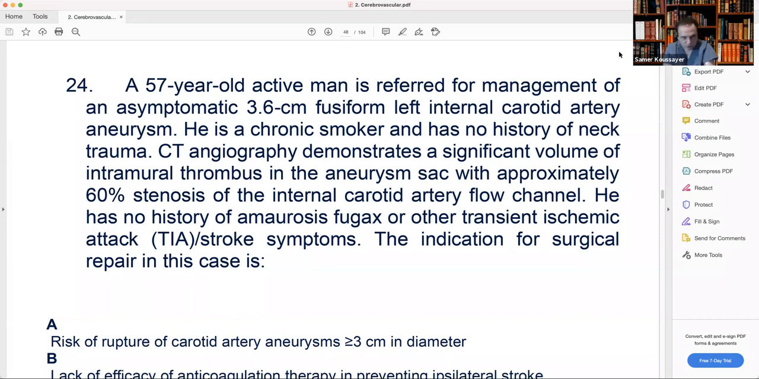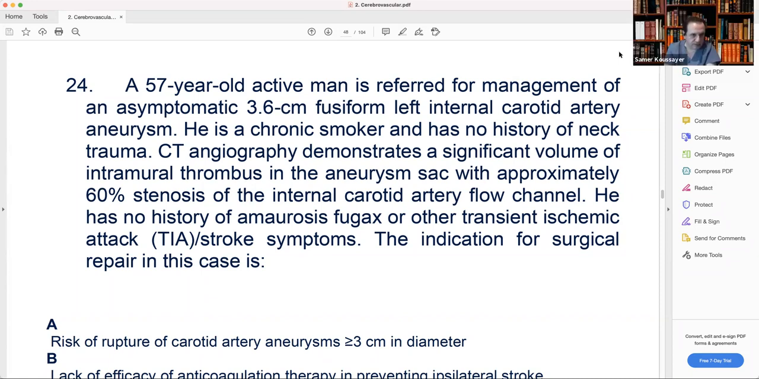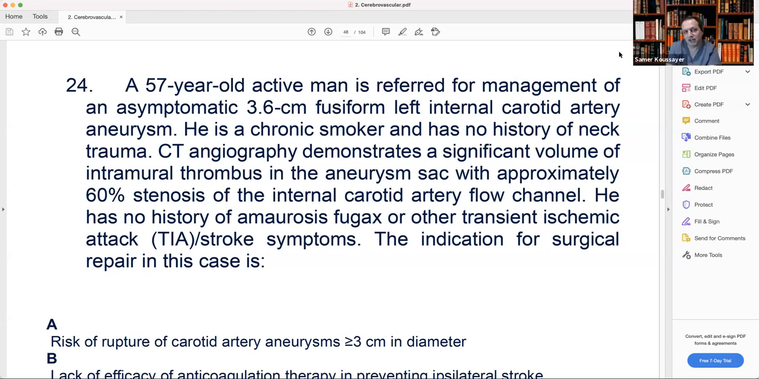So what size do we recommend to treat them? Is there a special size? I cannot recall the exact number, but maybe 3.5 is the cutoff. I'm not sure, but 3.6 for sure is big. So they make it easy for you. You don't even remember the number, but 3.6 looks big. If they give you something like 2.5, it becomes a bit more difficult and confusing.